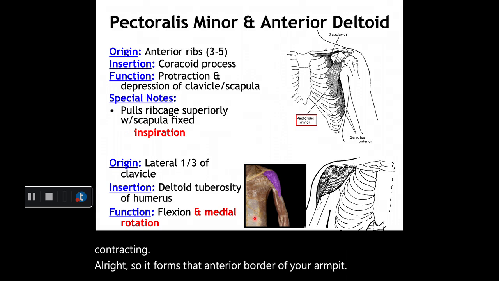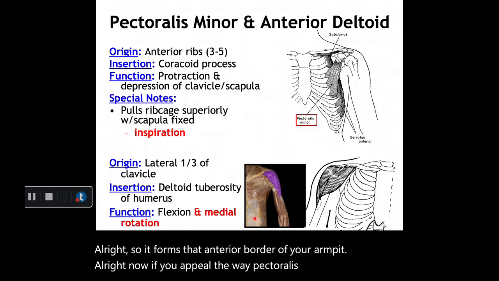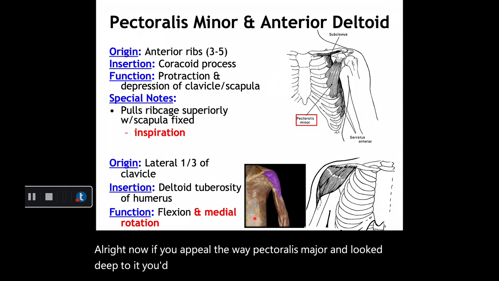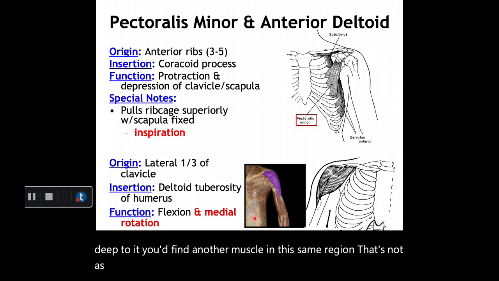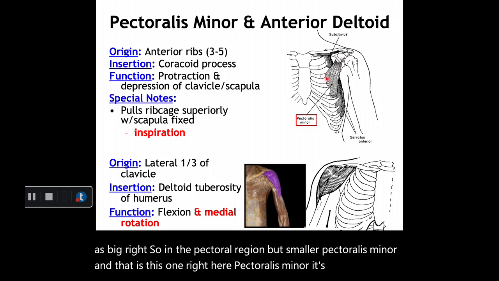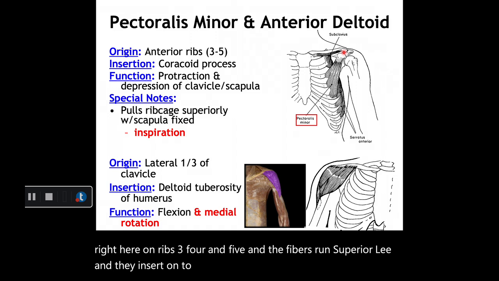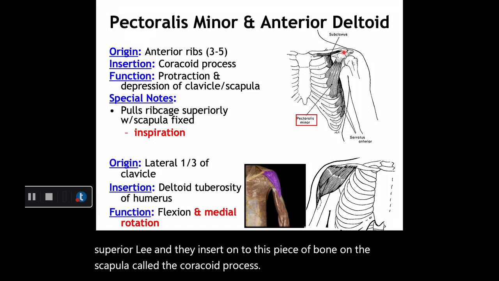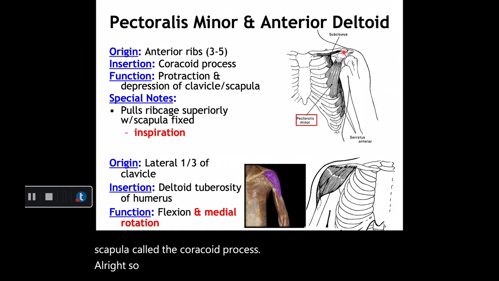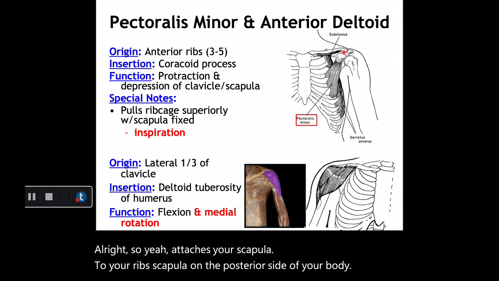All right, now if you peeled away pectoralis major and looked deep to it, you'd find another muscle in this same region that's not as big, right? Still in the pectoral region, but smaller, pectoralis minor. And that is this one right here, pectoralis minor. It's got its origin right here on ribs 3, 4, and 5. And the fibers run superiorly, and they insert onto this piece of bone on the scapula called the coracoid process. Right, so it attaches your scapula to your ribs. The scapula on the posterior side of your body to your anterior ribs.